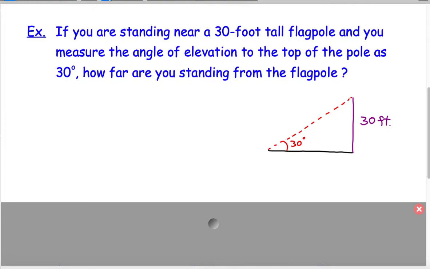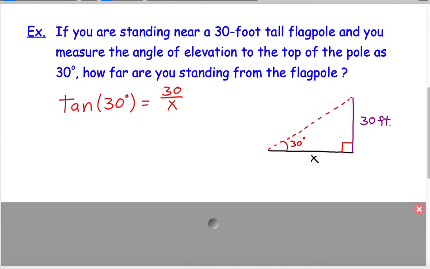All right, so we've got everything labeled here. How about a right angle? And we're trying to find how far you are standing from the flagpole. Let's just call that X in our picture. So we need to figure out X. Well, once again, what do we have? From the 30-degree angle, we have the opposite and the adjacent. So I'm going to want to write a tangent function. The tangent of 30 degrees equals the opposite, 30, over the adjacent, which is X.